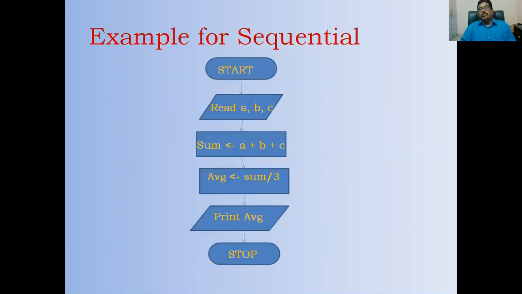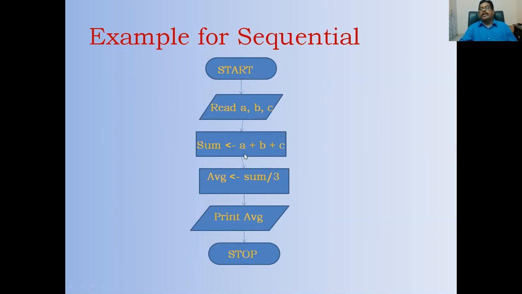We develop the same thing as a flowchart. For the beginning and the ending of a flowchart, we use the terminator symbol. It is the start of the flowchart. Then we read A, B, C, so we use the parallelogram symbol. In that parallelogram, we write read A, B, C.